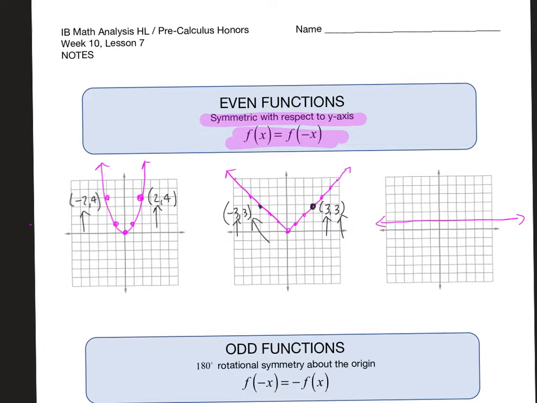I can do it on this horizontal line as well. This point right here is (-4, 1). This point over here is (4, 1). It doesn't matter whether I put in the positive or the negative 4, a positive 1 still comes out.